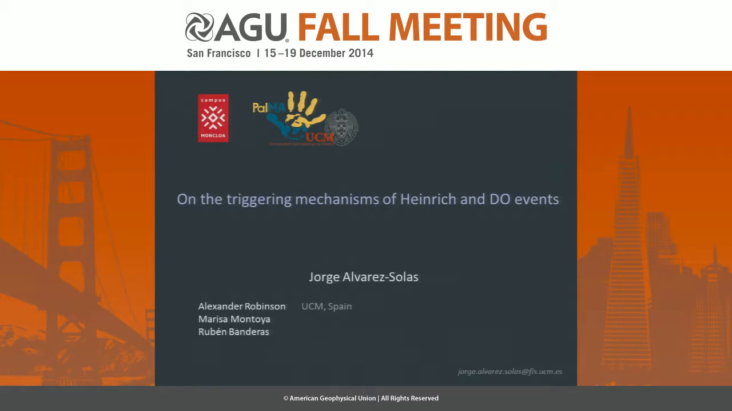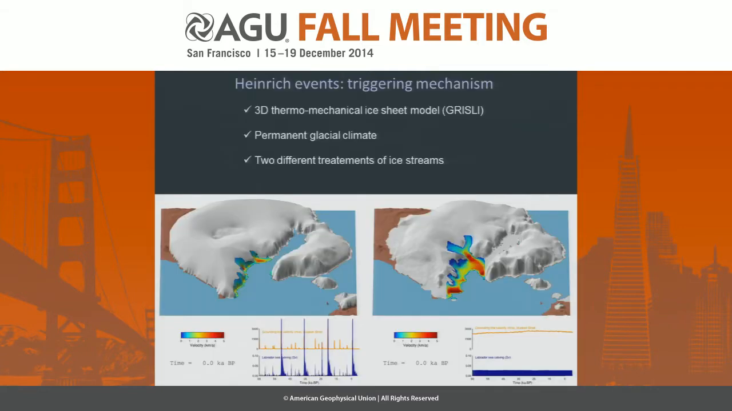I'm coming from Spain, and I will be talking about the physical triggering mechanisms for Heinrich and Dansgaard-Oeschger events. In the abstract I sent, I only mentioned Heinrich events, but I couldn't avoid talking a bit about the Dansgaard-Oeschger events also. And I will take advantage of Richard's talk, because I can directly show the triggering mechanism in terms of the ice sheet dynamics.